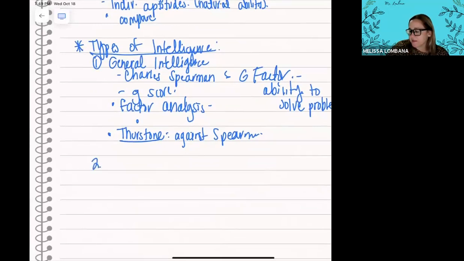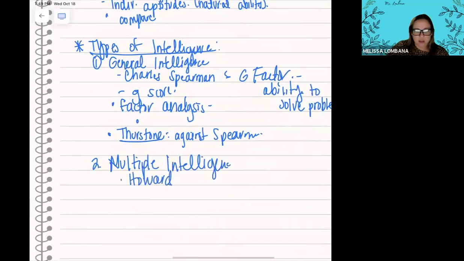Okay, now the different type of intelligence, or how we assess it, is what's called multiple intelligences, which was created by Howard Gardner. The way I remember Gardner is I just think of a garden and a bunch of little flowers, and each little flower represents a different multiple intelligence.